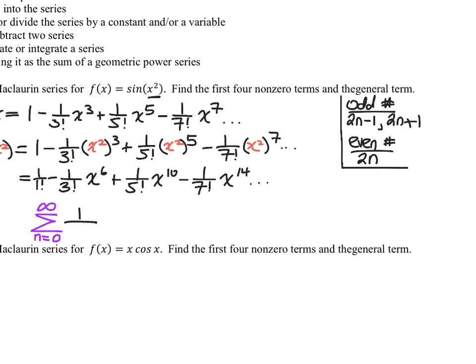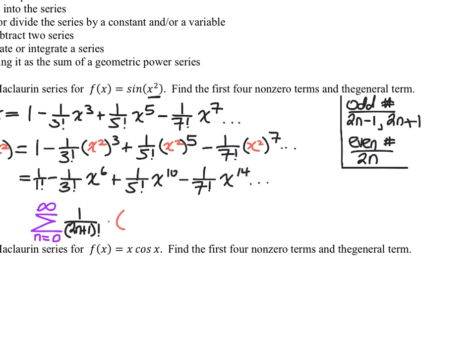2n plus 1. So we have 2n plus 1 factorial. All right. So you plug in a 0, you get a 1. You plug in a 1, you get a 3. You plug in a 2, you get a 5. You plug in a 3, you get a 7, and so on. So we're good. We got that. All right. We need it to alternate. So that's the next step in the process.